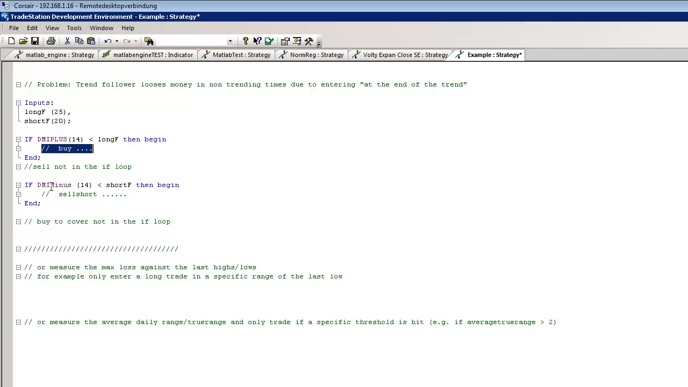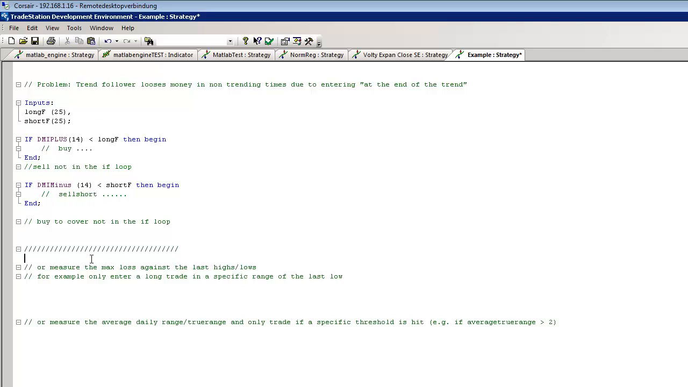The same is true for the short trades, because here you say if the DMI minus is smaller than short F, and again we take 25 here, or maybe 28, you have to optimize it, then you only allow it if it is smaller than the short F to begin. That means you're not at the end of the trend. And of course the sell and buy to cover is not in this loop, because the strategy should always be able to sell and buy to cover. This is how it works. And if you copy and paste the buy and the sell in here, you have to re-optimize the different parameters. These two parameters and the other parameters. Okay, this is one solution.